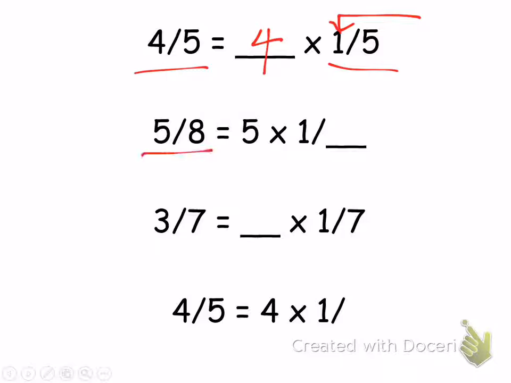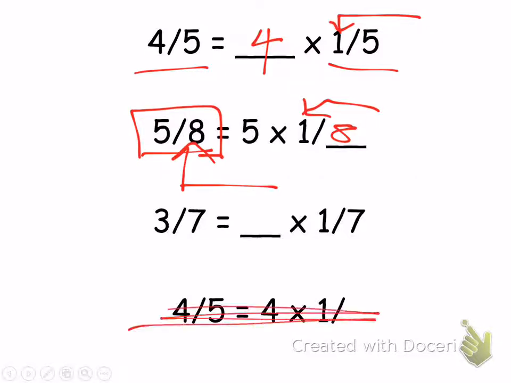So the unit fraction of 5/8 would be a numerator of 1. I look to my denominator to determine what my denominator should be over here. So 5 times 1/8. 1/8 is a multiple of 5/8. The next one, I have 3/7. 1/7 is a multiple of 3/7. In order to get 3/7, I would have to multiply 1/7 times 3.